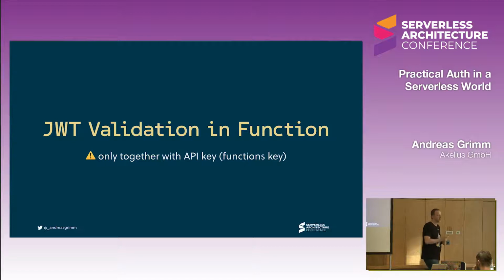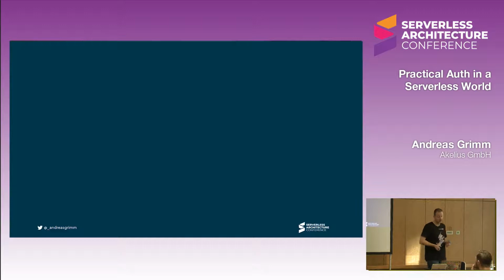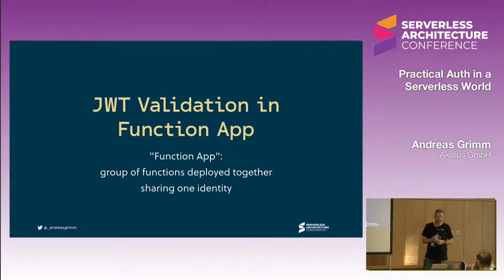We should use it only together with an API key, because this is kind of the default there. If you create new Azure Functions, you have this function level auth, where an API key for a function gets generated. And this API key, in this case called a function key, gets validated before our code runs and before the bindings happen. And we'll see an example later.